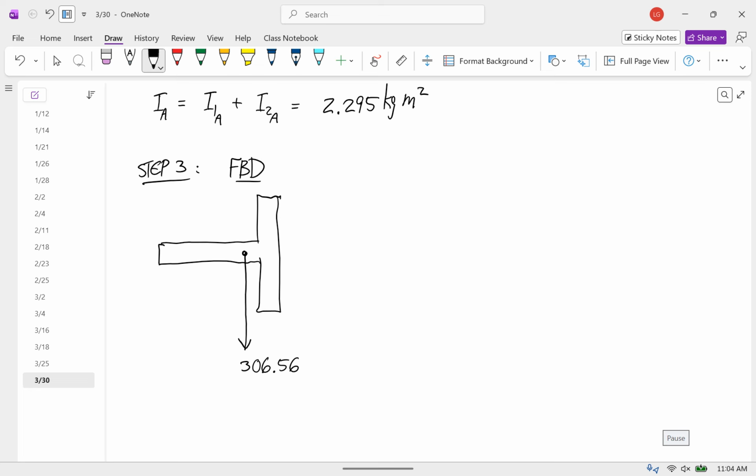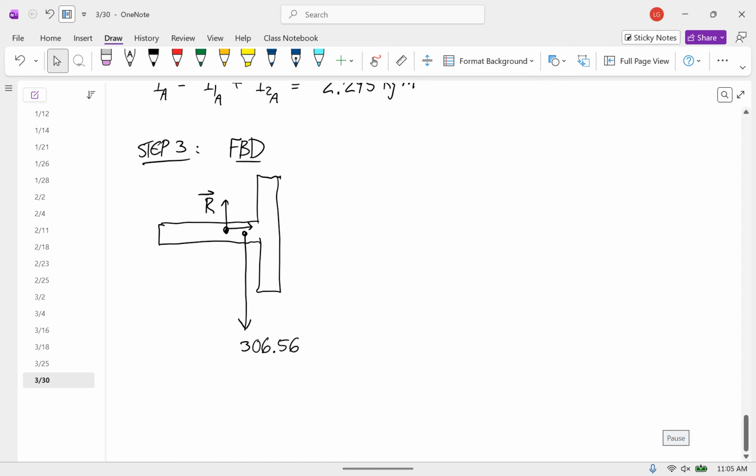Any other loads acting? There's one more. Here, sorry, for the weight, I added 15 to 16.25 because that's the total mass. And yeah, there's an unknown force vector at the pin. And I'll call that R. Okay. And so now we're going to have to calculate the center of mass.